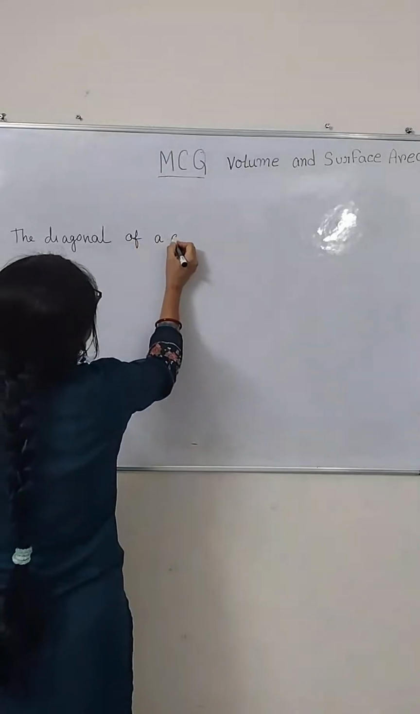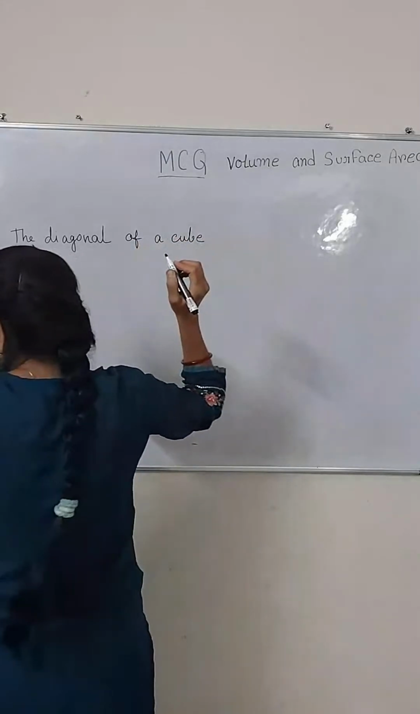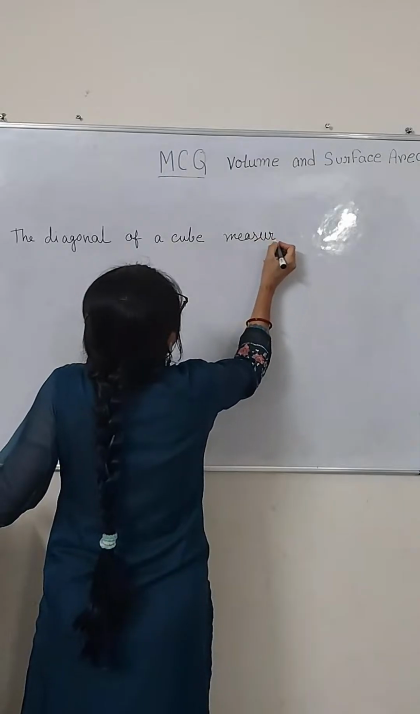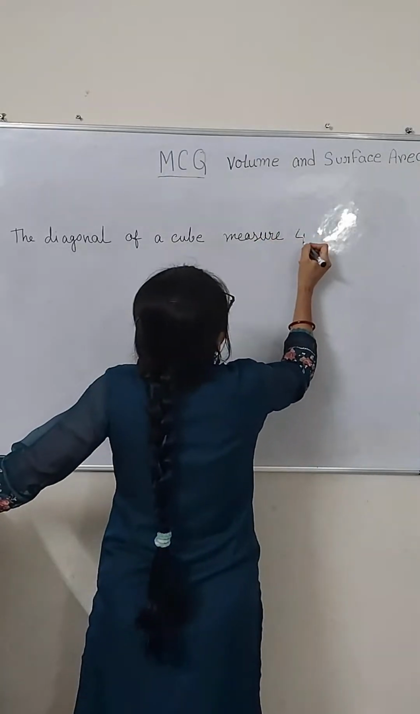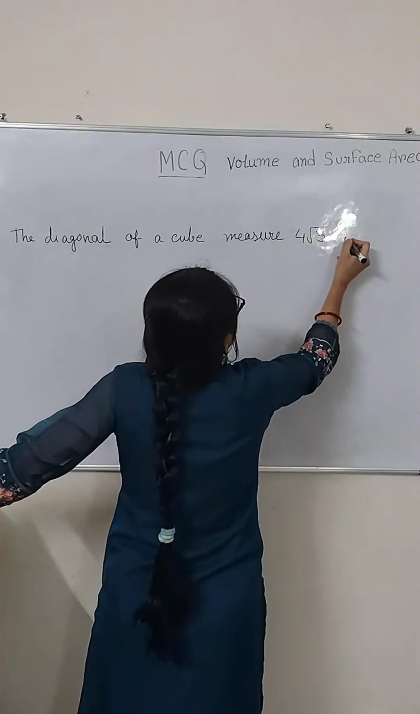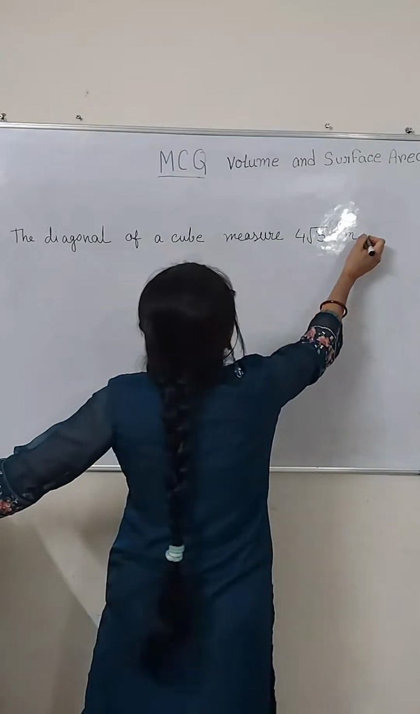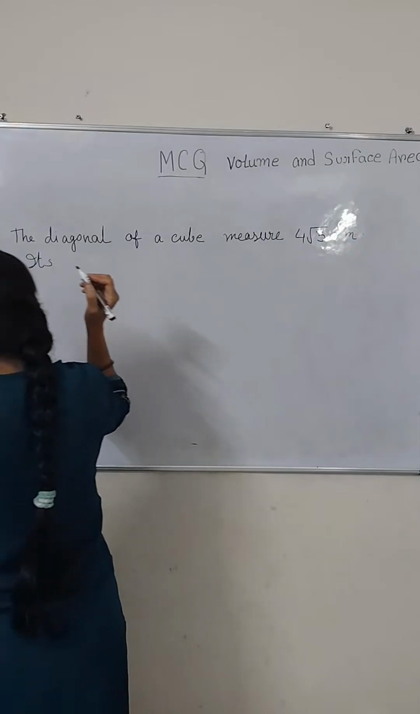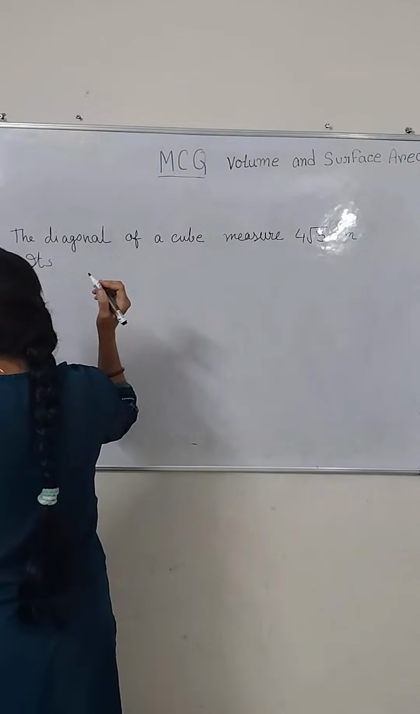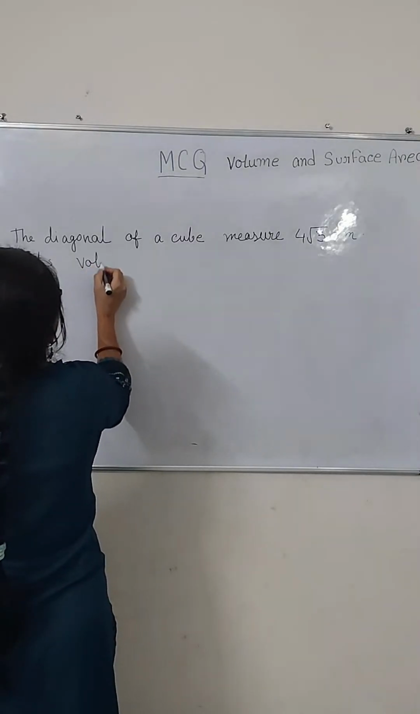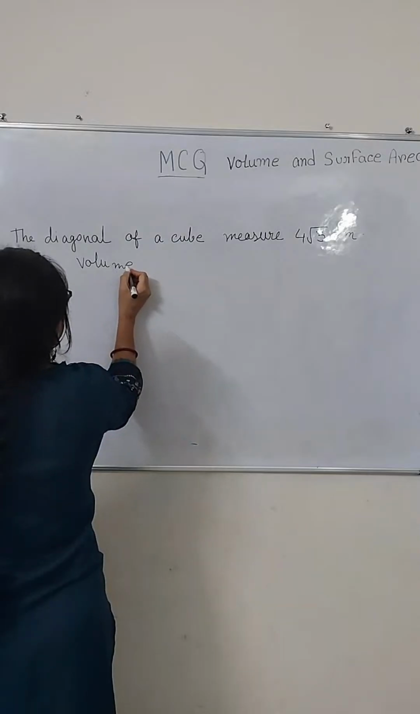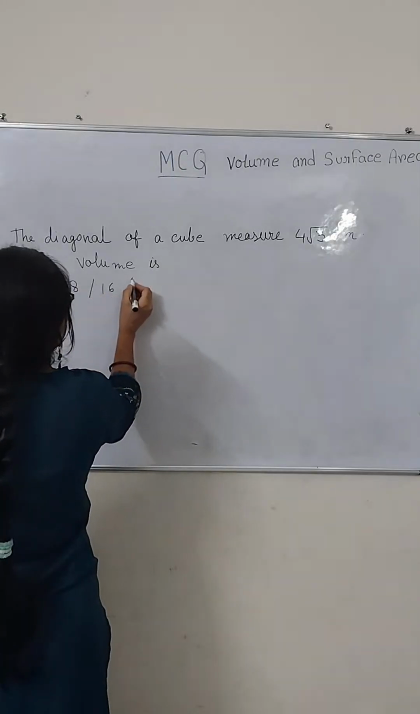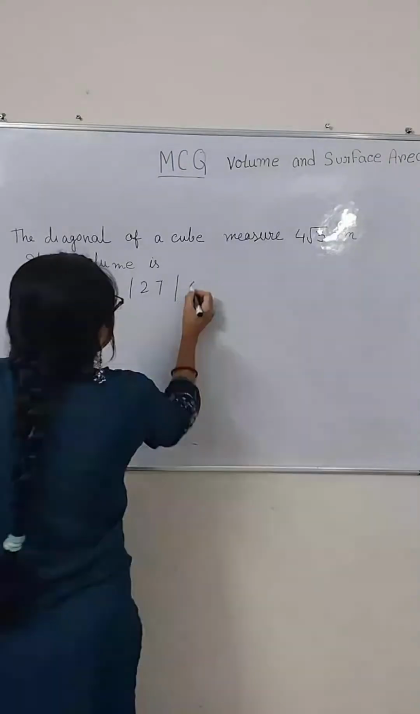A diagonal of a cube measures 4√3 centimeter. Its volume is 8, 16, 27, 64.